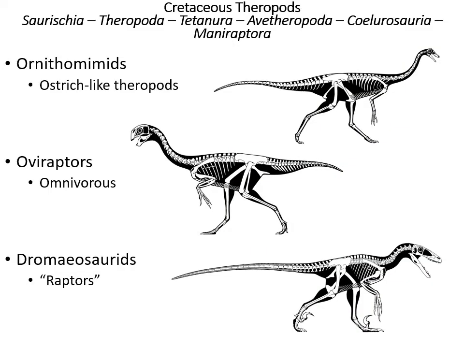Now, if we look at the other side of Coelurosauria and focus on the Maniraptors, there's quite a lot of diversity going on in the Cretaceous with these groups as well. We have the ornithomimids, the oviraptors, and the dromaeosaurids.